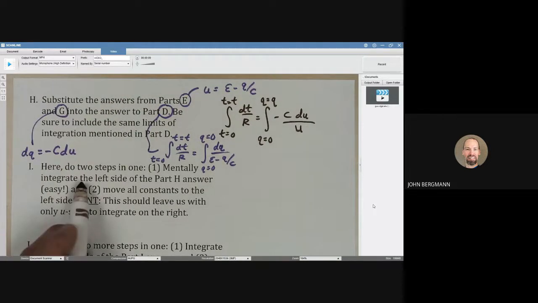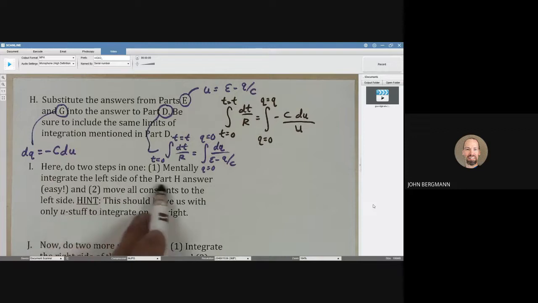All right. Now, we're going to mentally integrate the left side of the part H answer.